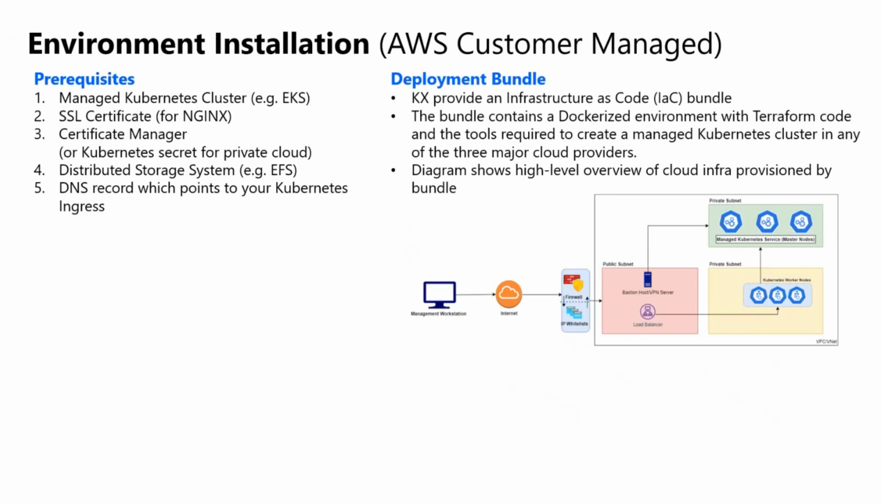Then you can download the KX deployment bundle. We provide all of the code and everything for this. The bundle contains a Dockerized environment with Terraform code and all of the tools required to create a managed Kubernetes cluster in any of the 3 major cloud providers, or for your on-prem system. The diagram shows basically the high-level overview of that cloud system. So you have your management workstation where you've run the deployment from with connectivity to the internet. You have firewalls and IP whitelists that you're connecting through into your public subnet, your private subnet, and so on.